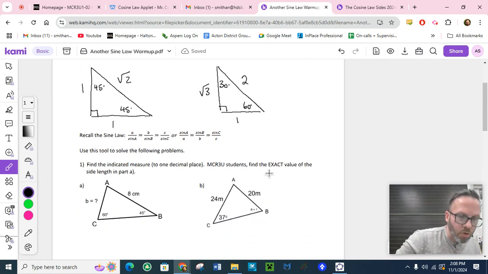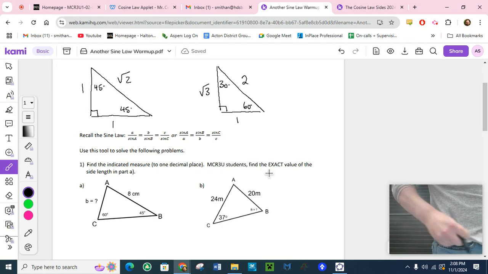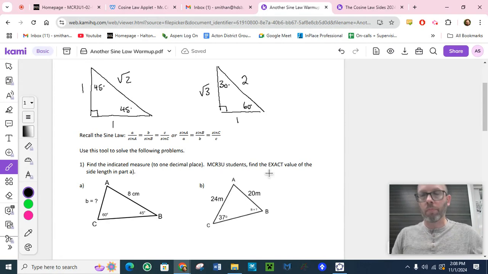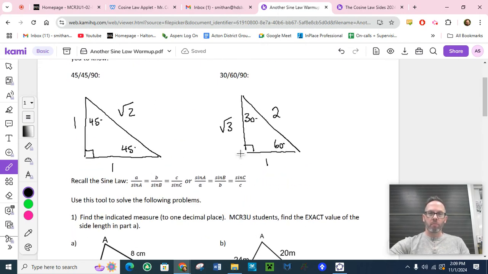And then you 3U people, I'd like you to use those exact values for sine in part A. I've given you special angles, 60 and 45, so you should be able to find side B exactly. 3M people, decimal's fine. And then in B, we're all just finding the angle. It'll be some decimal value. I'll leave those up there for a second.